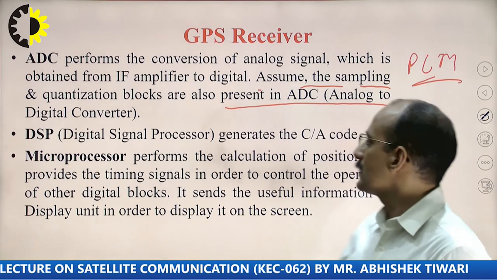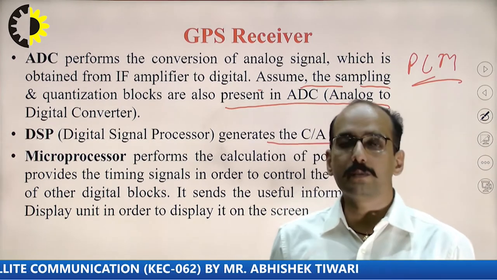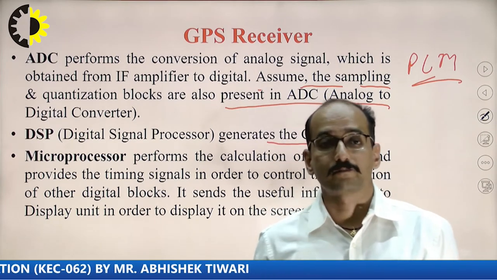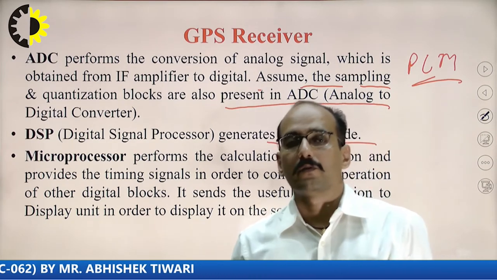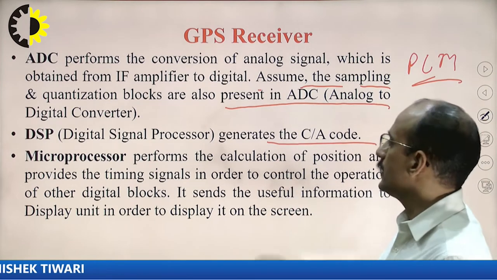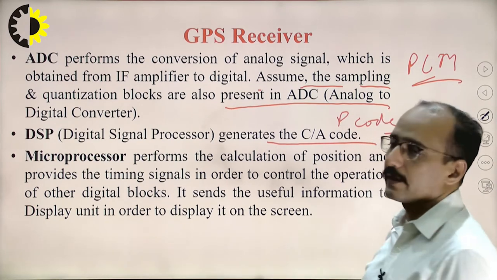Then there is a digital signal processor that generates the C/A code, because in the GPS receiver this C/A code is used for civilian applications, whereas for the military GPS locator there is a P code DSP used to generate the signal.